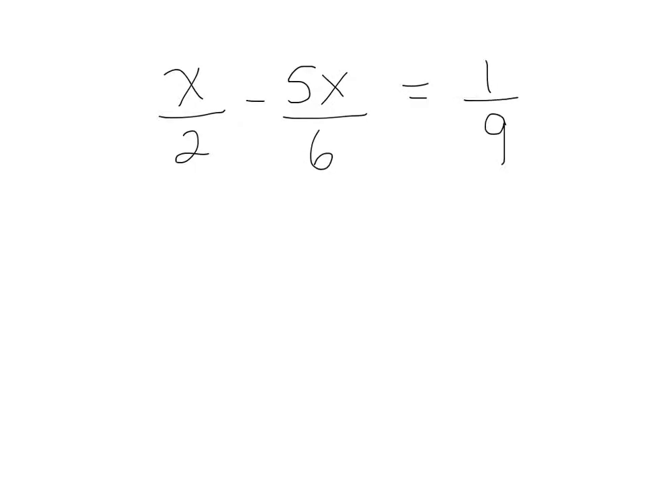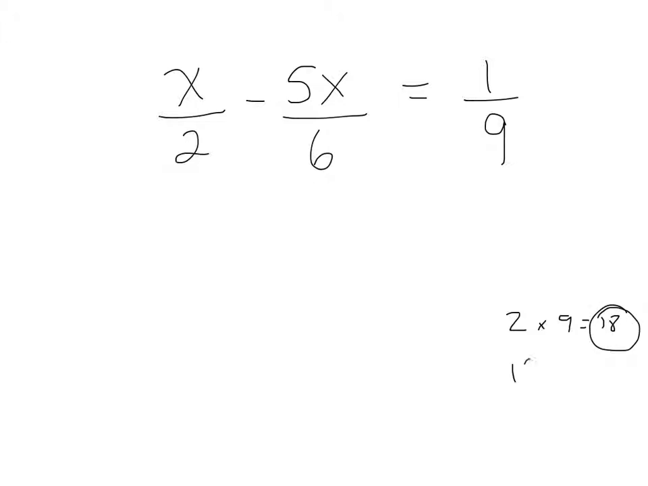So one you could do, let's see here. Let's do x over 2 minus 5x over 6 equals 1 over 9. So we have to find a common denominator, something that these all go into. So you can often find it by multiplying the bottom. So 2 times 9 is 18. So 18 is a possible one.